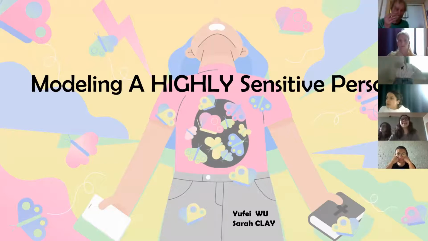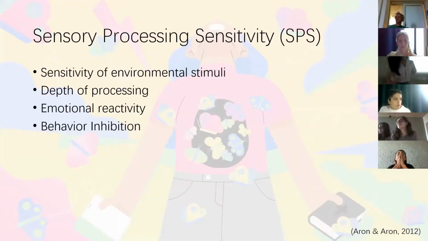Good morning again, everyone. I'm going to introduce my model again. It's about a model of a highly sensitive person. In psychological literature, a highly sensitive person has a specific term called sensory processing sensitivity. A person with a higher SPS tends to have a higher sensitivity to environmental stimuli, which means they're more alert to their environment, and will have deeper processing, higher emotional reactivity, and higher behavior inhibition.